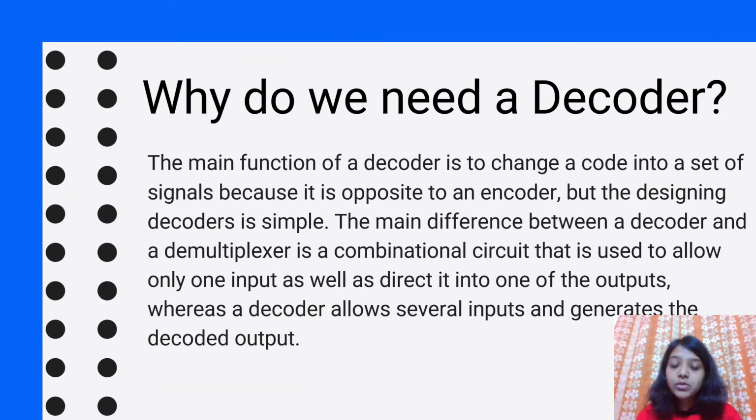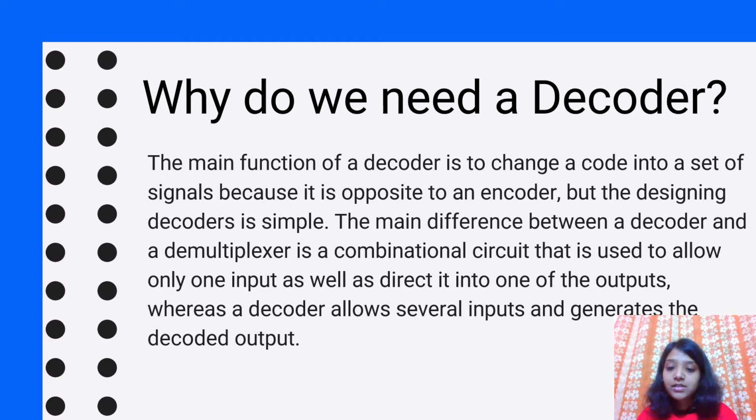Now, coming to why do we need a decoder? The main function of a decoder is to change a code into a set of signals because it is opposite to an encoder, but the designing of decoders is simple. Here, by encoding, I mean generating a digital binary code for every input. The decoder decrypts or obtains the actual data from the received code, that is, it converts the binary input at its input to a form which is reflected at its output.